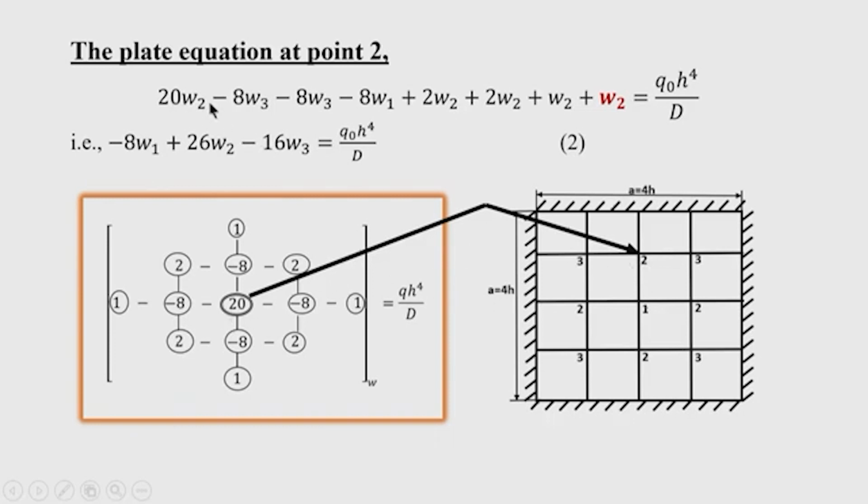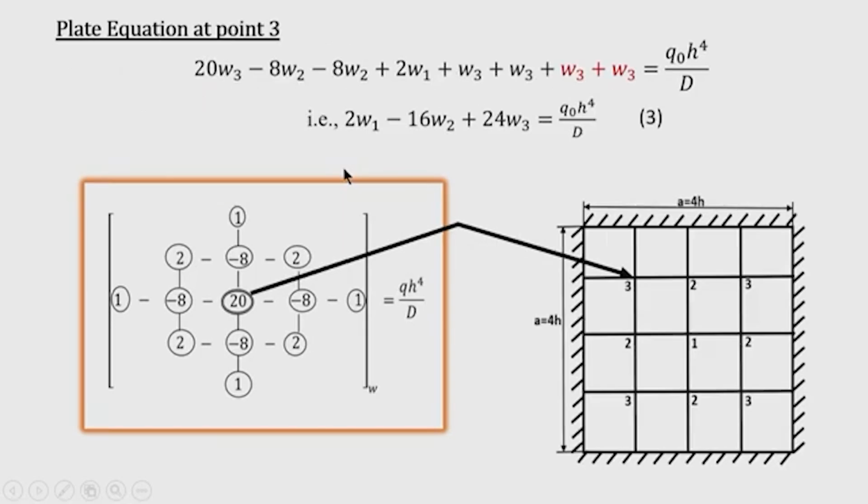This 20 W 2, then minus 8 W 3, minus 8 W 3, minus 8 W 1, plus 2 W 2, plus 2 W 2. So, another 2 W 2 will come here, and then the imaginary point W 2. So, this is q naught h to the power 4 divided by D, because this load is uniformly distributed. So, after simplification we get this value.